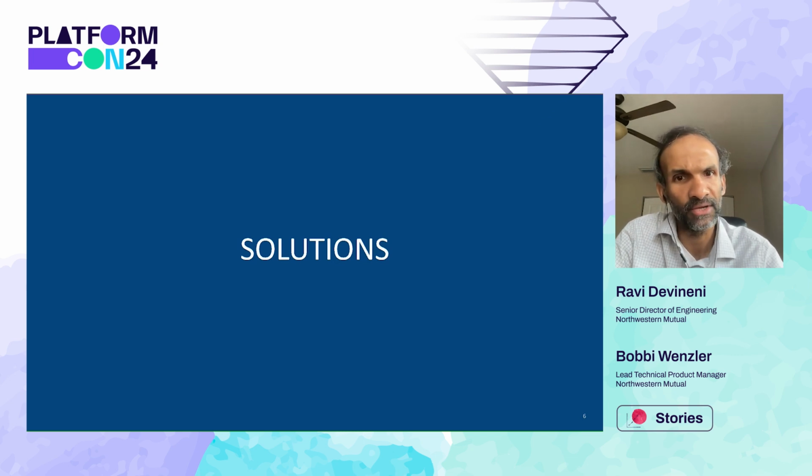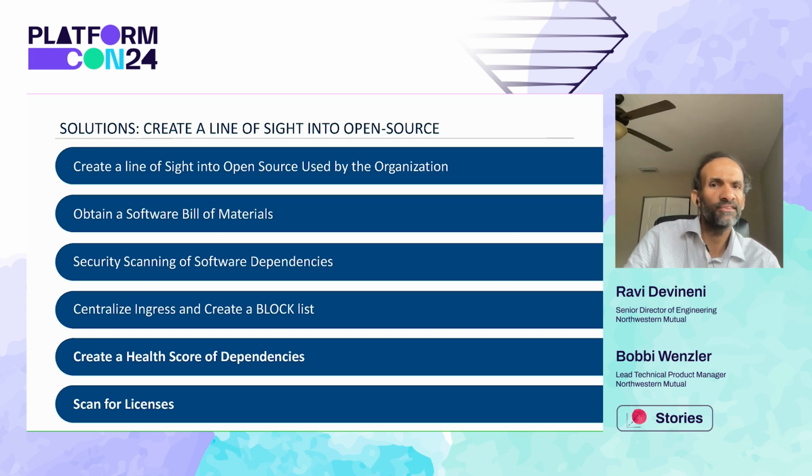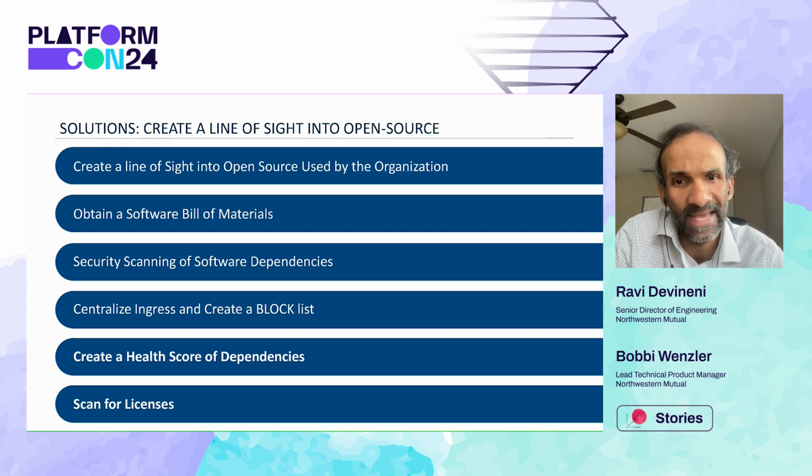But it's not all bad news. There are a lot of nonprofit organizations working tirelessly to solve such problems. So we'll talk about a few solutions here, and Bobby will go into more details. So first, every company needs to know what open source software they have in use. Without that, they're flying blind.